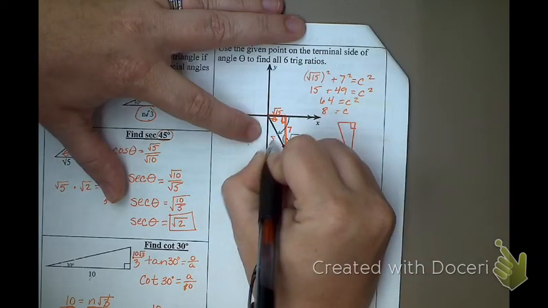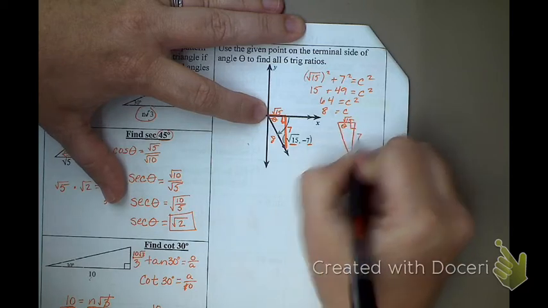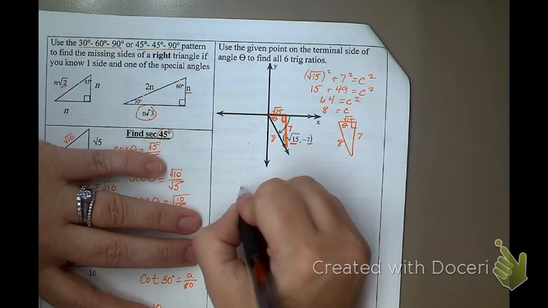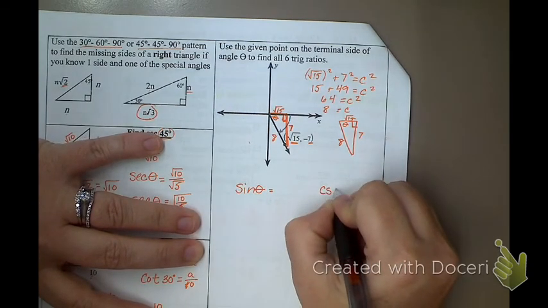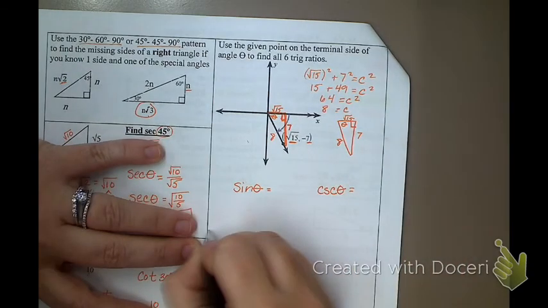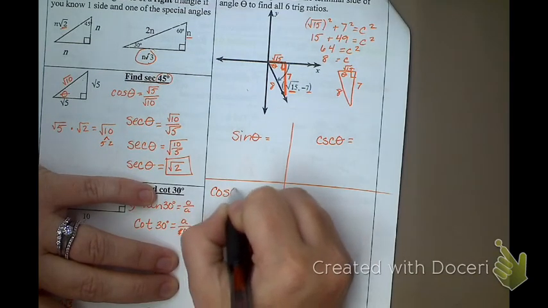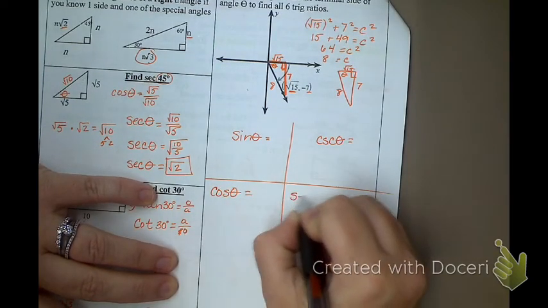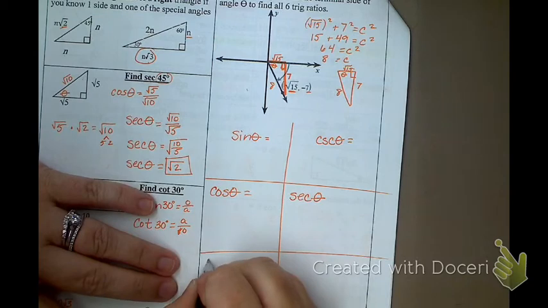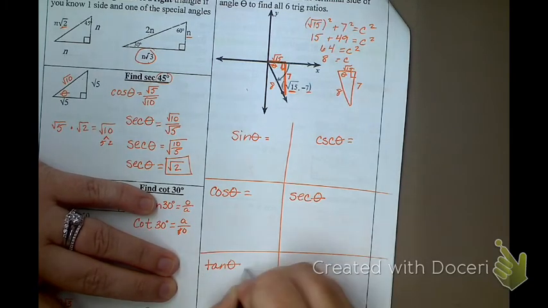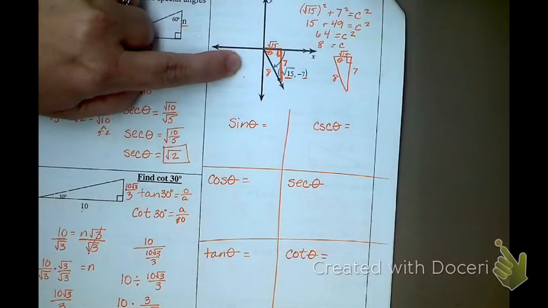So I have a triangle where I have a theta value right there. I have rad 15, 7, and 8. I need to find sine theta, cosecant theta. I'm going to make myself a little chart like I had on the other side. I need to find cosine theta and secant theta, grouping them together with their reciprocals because that makes it easier for me. And I need to find tangent theta and cotangent theta. And now that I have a triangle, this should be pretty easy.